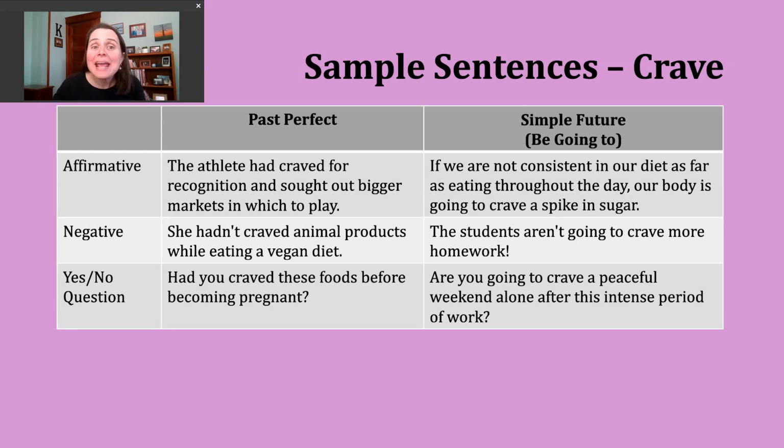So when we go to make the past perfect, the two-letter P's in the name of that verb tense can help you remember that you will need two parts to the verb, right? So in the affirmative, we'll have the subject of our sentence. Then we're going to use the past form of have, which is had, and then we use that participle form of the verb. And since crave is a regular verb, the participle is exactly the same as the past tense. Let's take a look at an affirmative example in the past perfect. The athlete had craved for recognition and sought out bigger markets in which to play.